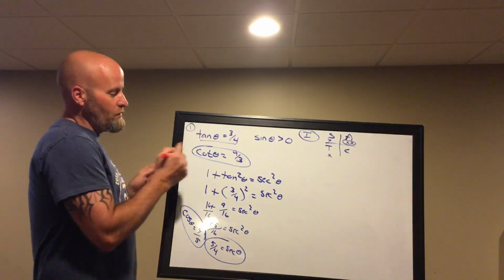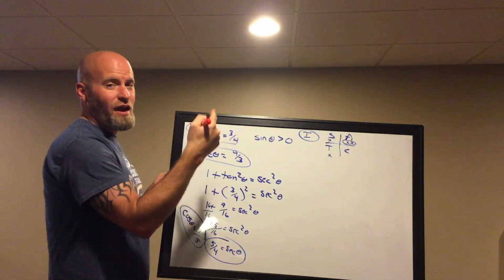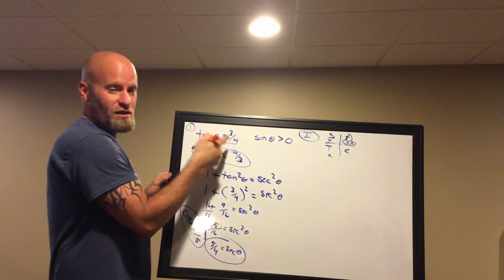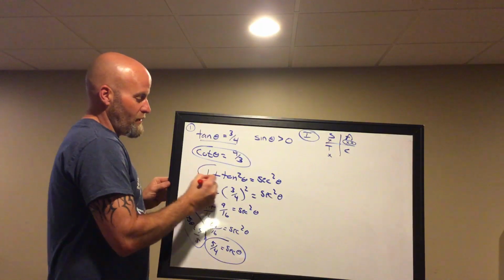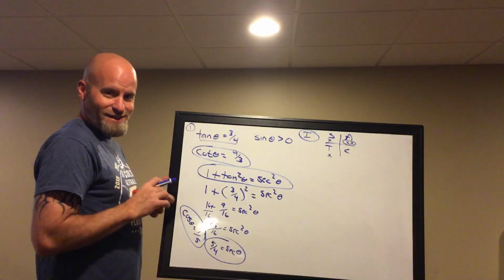I noticed some of you thought, using your quotient identity, tangent was sine over cosine, so some of you just put sine was 3 and cosine's 4. Can't use it that way. We had to end up going with our Pythagorean identities here. All right, so we have 4 out of the 6 right now.